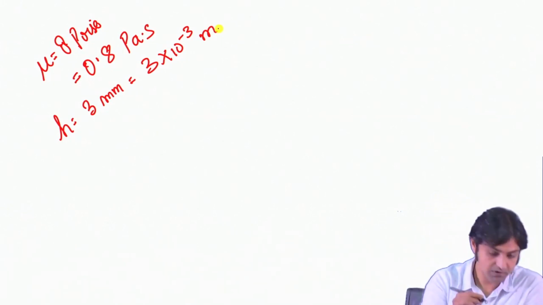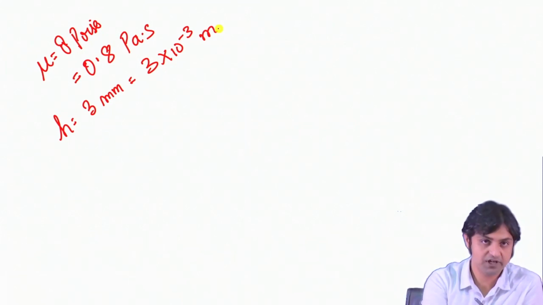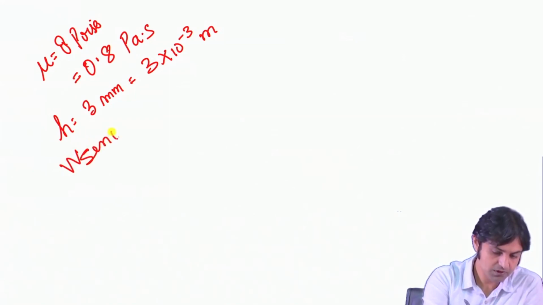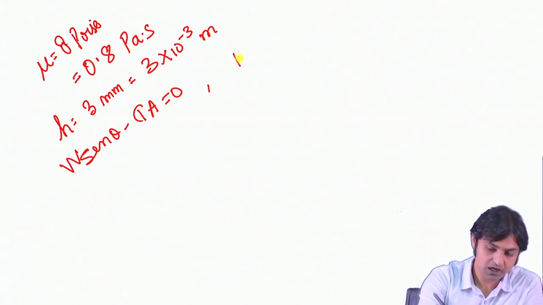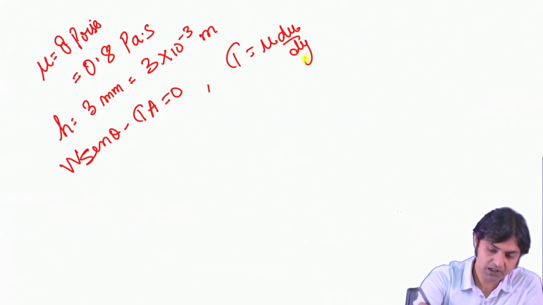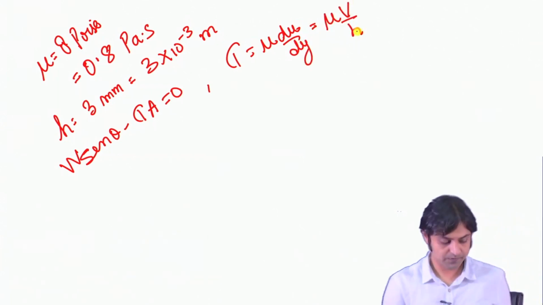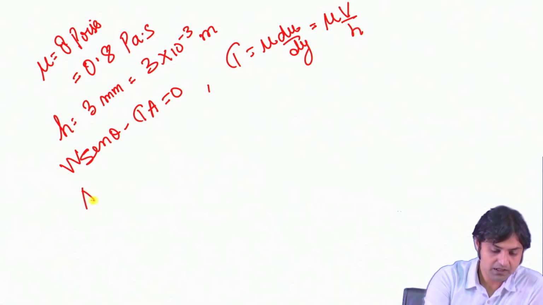So what I am going to write down are some of the important equations that we have seen in the previous white screen. One of the equations was W sin theta minus tau A is equal to 0, and tau is equal to mu du by dy is equal to mu v by h. Here area is given as 0.3 meter square.